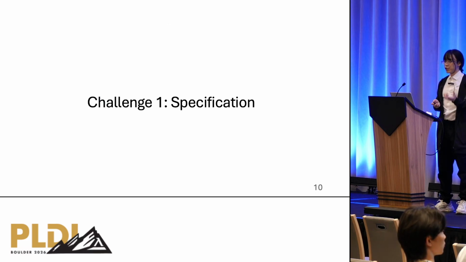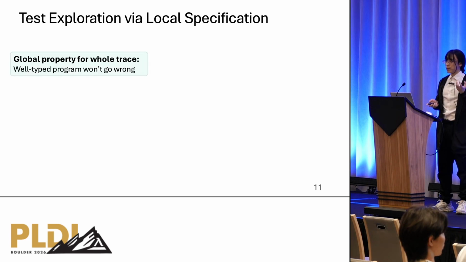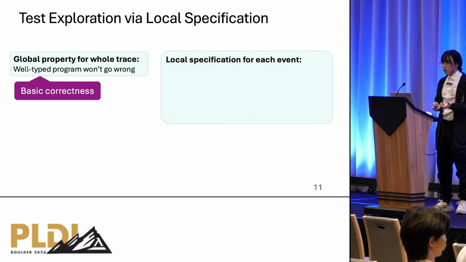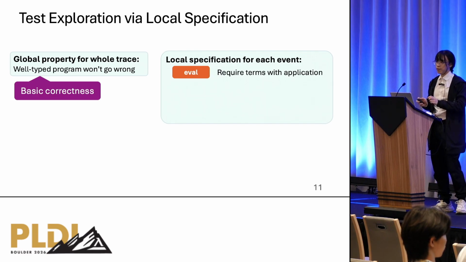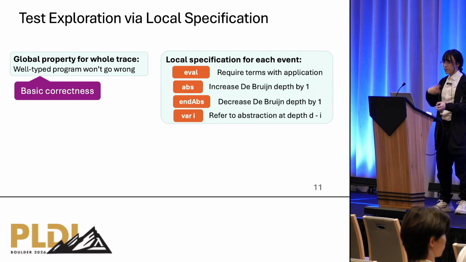Let's move on to the first challenge, the specification. We introduce a notion we call the local specification. The global specification is exactly the property you want to test against, and it encodes some basic correctness, like well-typedness. The local specification is a spec for each API or each event. For the API eval, it means that in order to trigger the dangerous substitution, there needs to be at least an application. And we also have the specification for ABS or the var, encoding some De Bruijn index semantics or well-typedness.